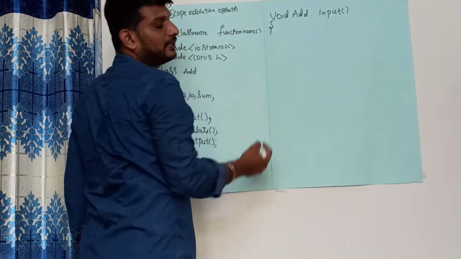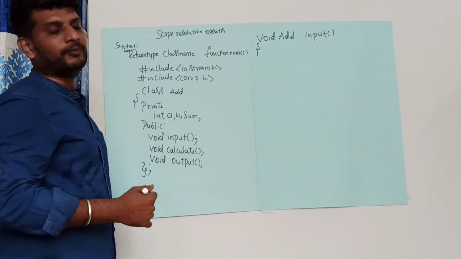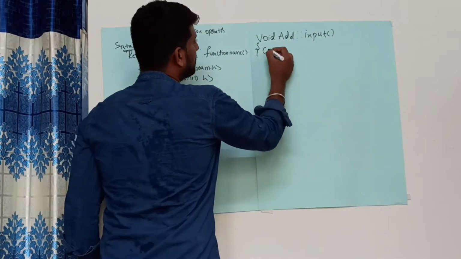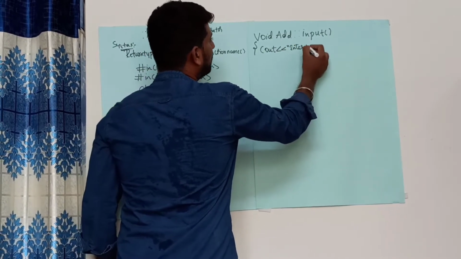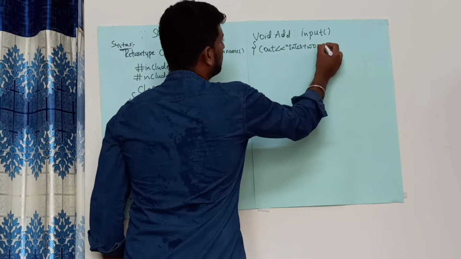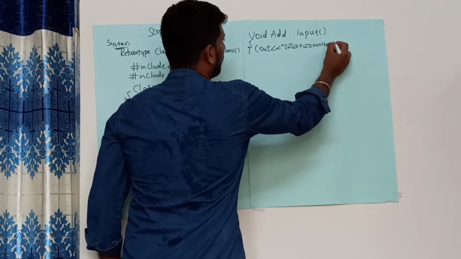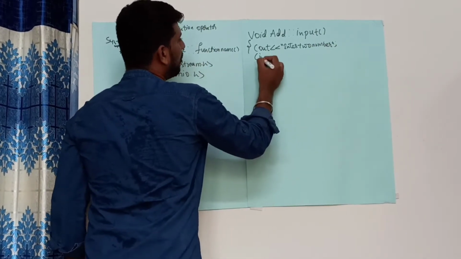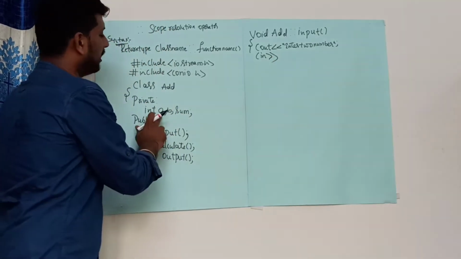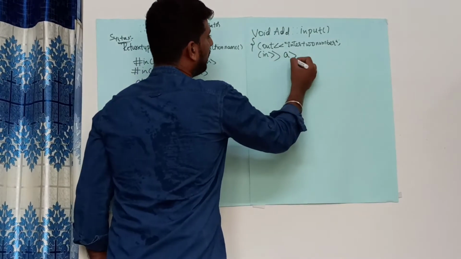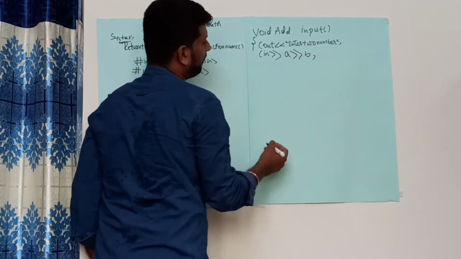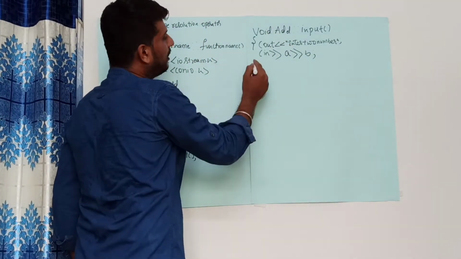Okay, next here I have to define the function. Input means you are fetching the values from the user. So cout enter two numbers. Okay, so I have to read the input values. The input variables are a and b. So I will read the values a and then b. Now the input function is over. I have to close this.